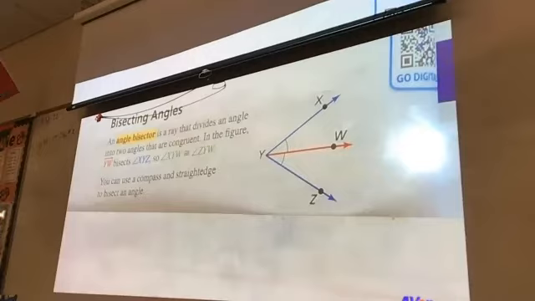So let's try this again. In your own words, what's an angle bisector? Say it out loud. I want it. It's a ray that goes in the middle of the angle, and then they make it equal.